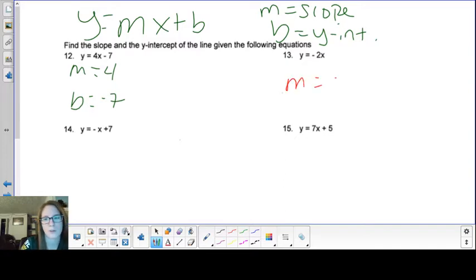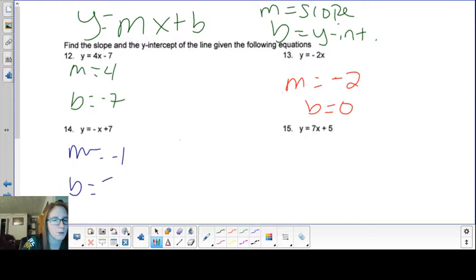Number 13, my m is a negative 2. My b is 0. My m is negative 1. My b is 7. And 15, my m is 7. And my b is 5.